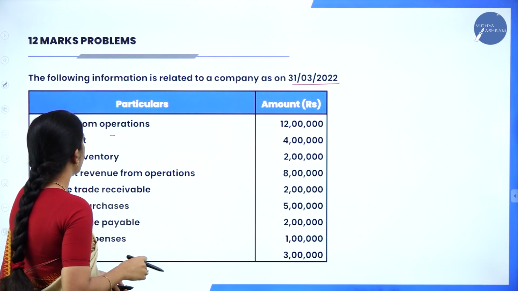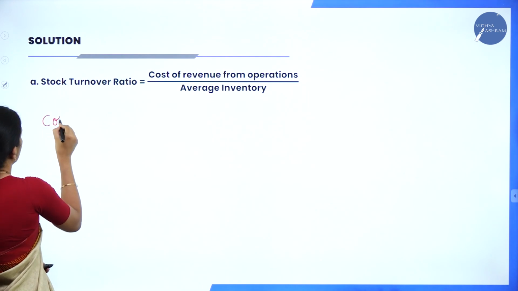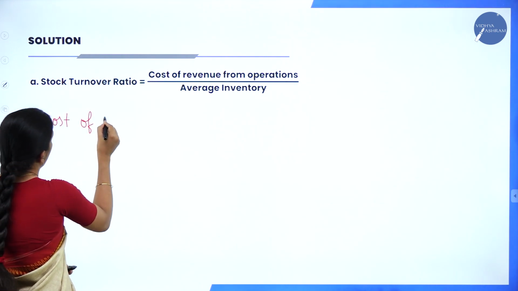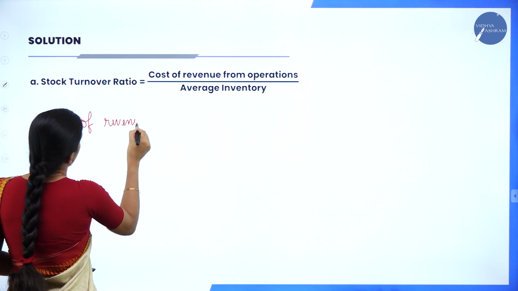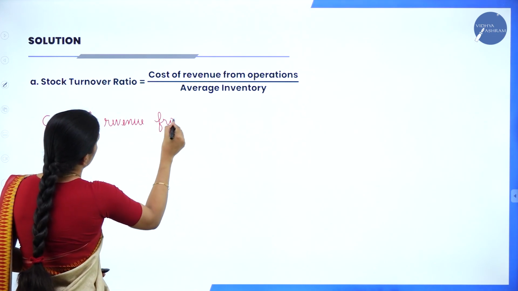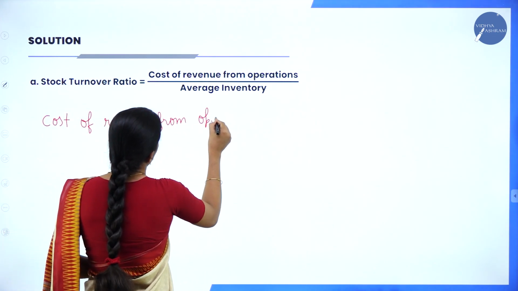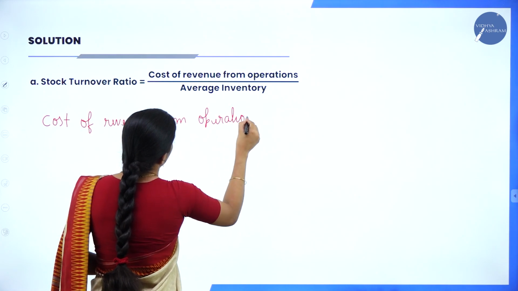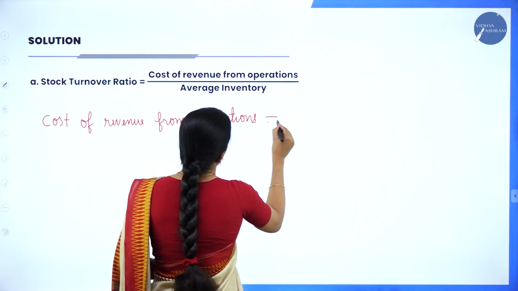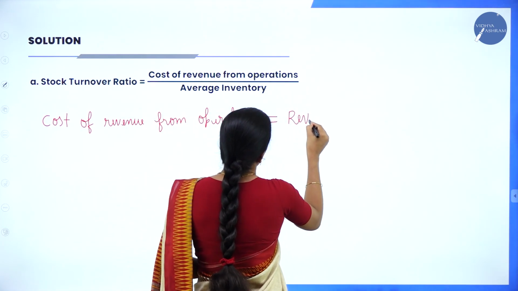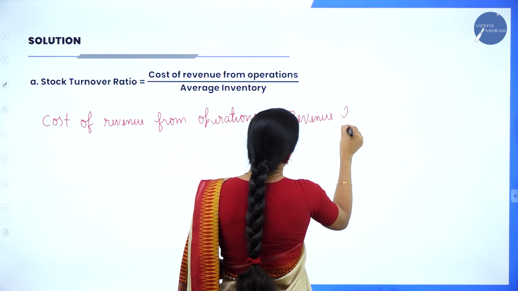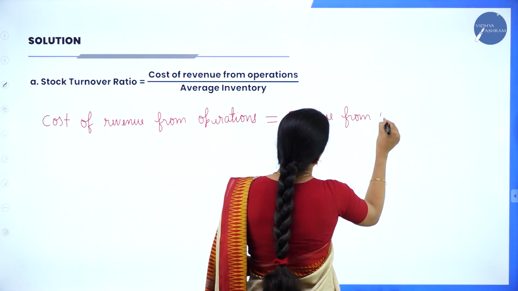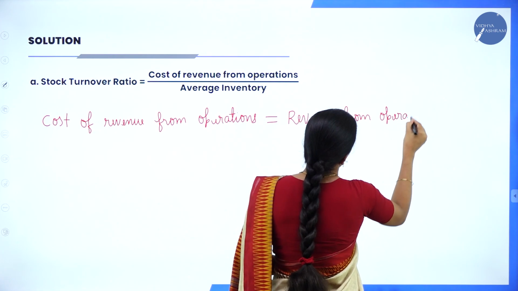Okay, so we shall calculate cost of revenue from operations is equal to revenue from operation minus gross profit.